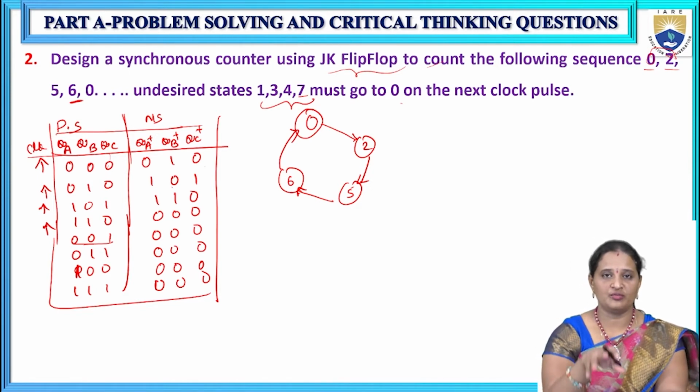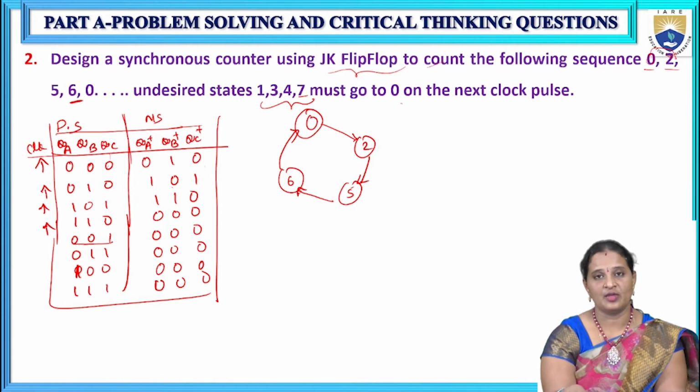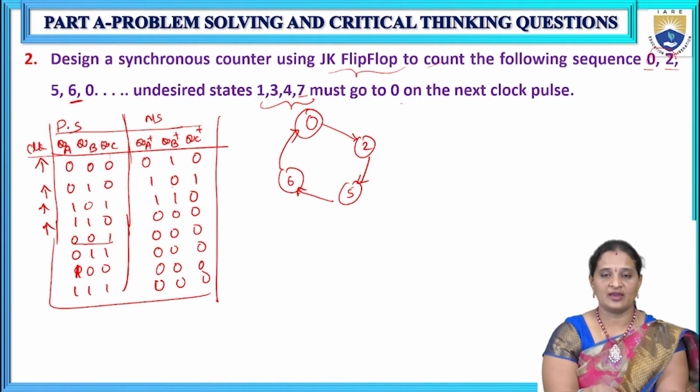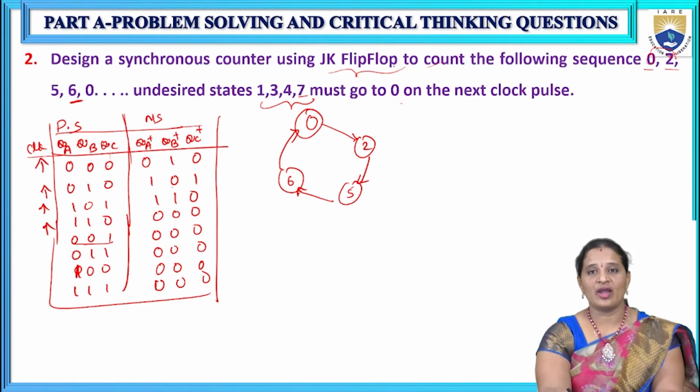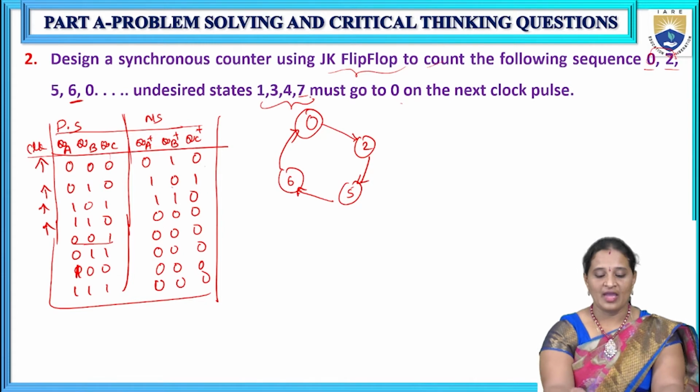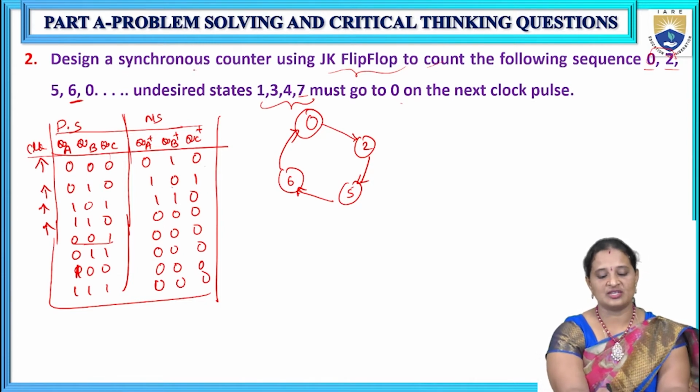First, we need to identify the state diagram, and from that state diagram we need to prepare the state table, which lists the present state as well as the next state. Finally, we have to get the next state Boolean function in terms of the present state, and implement it using the required flip-flop. What is the required flip-flop here? It is the JK flip-flop, and it is mentioned that it is a synchronous counter.